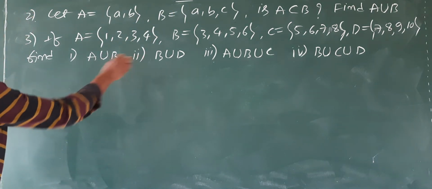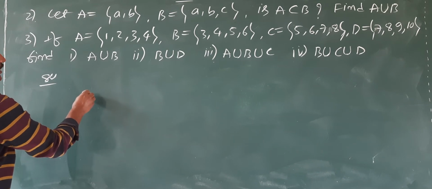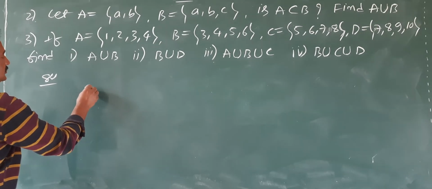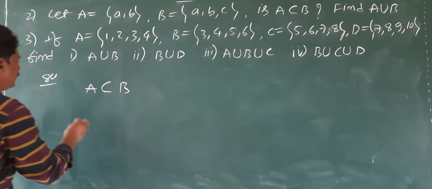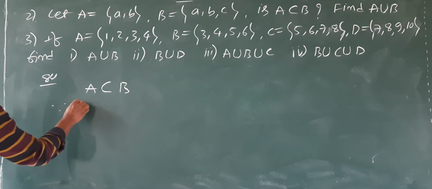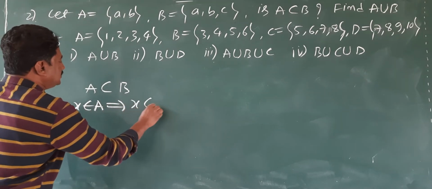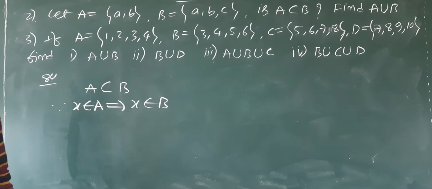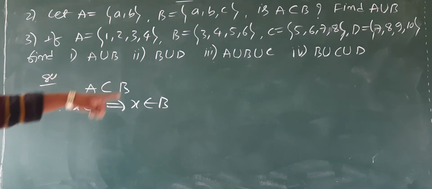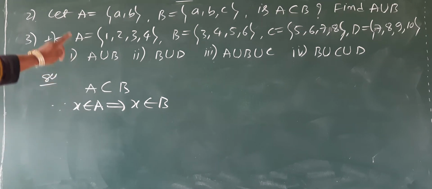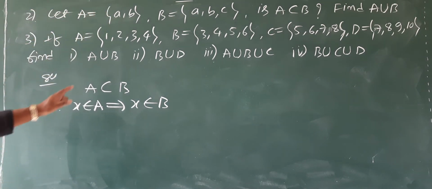Solution. So A is a subset of B, because x belongs to A implies x belongs to B. Every element of set A is in set B. So yes, this is the answer.